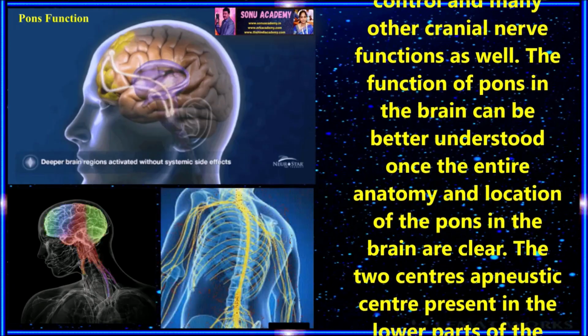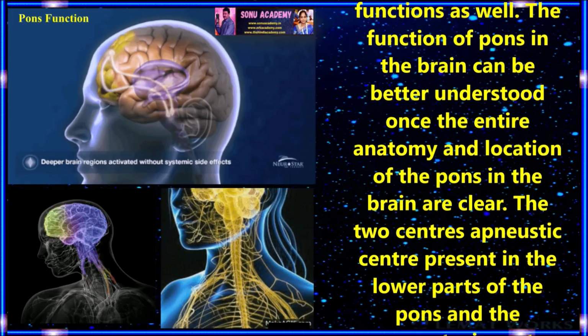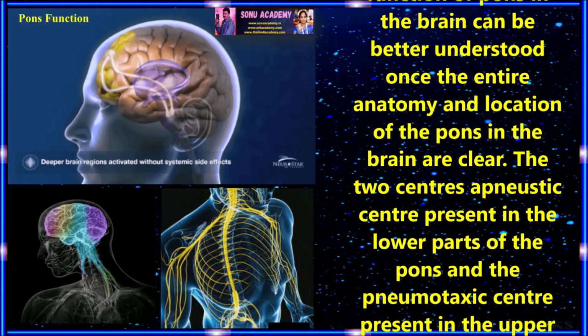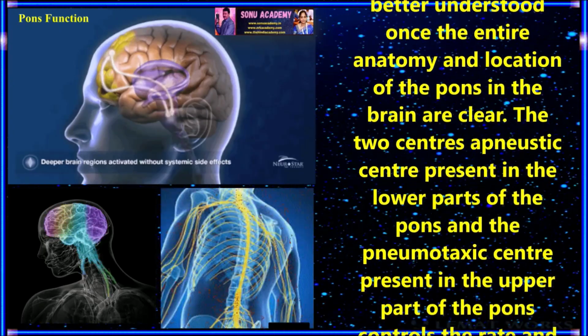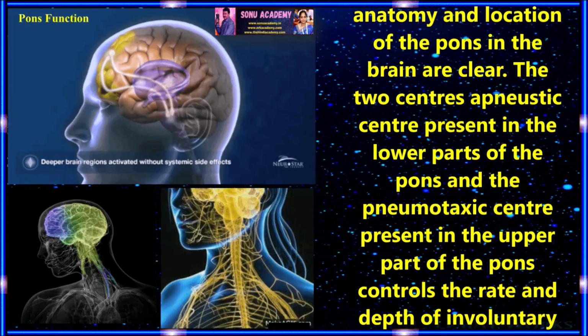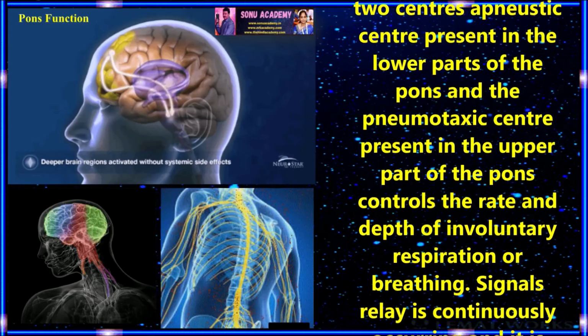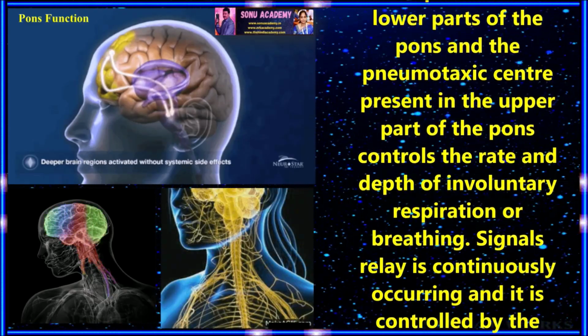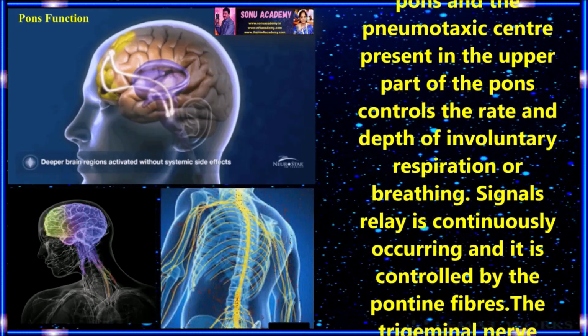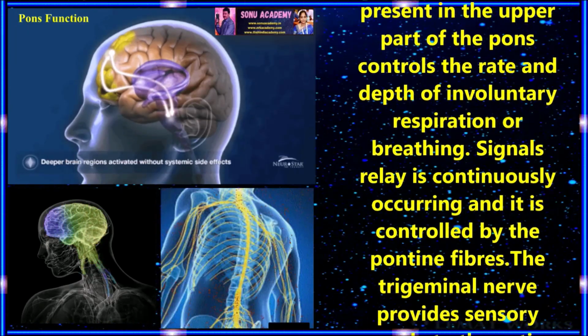The two centers, the apneustic center present in the lower part of the pons and the pneumotaxic center present in the upper part of the pons, control the rate and depth of involuntary respiration or breathing. Signal relay is continuously occurring and it is controlled by the pontine fibers.